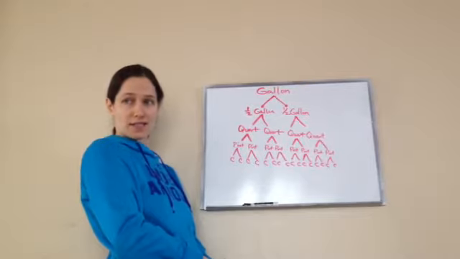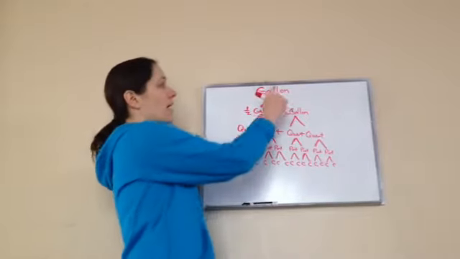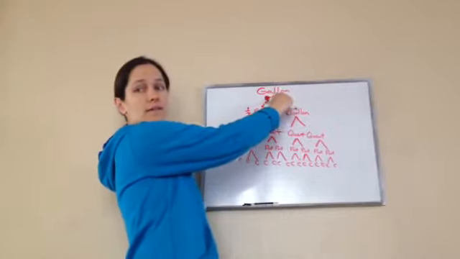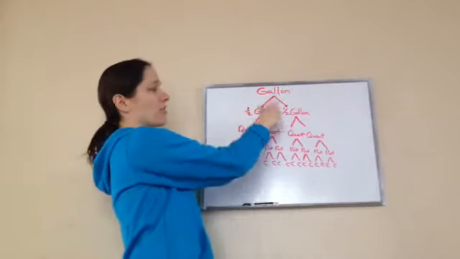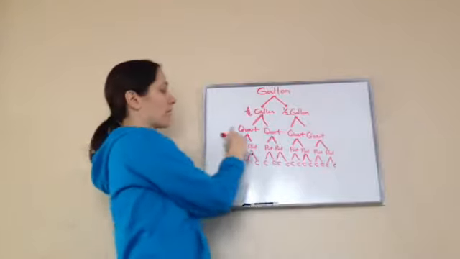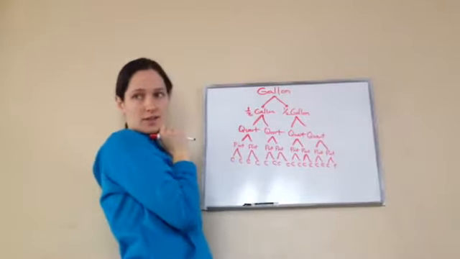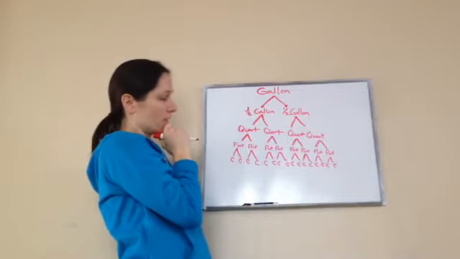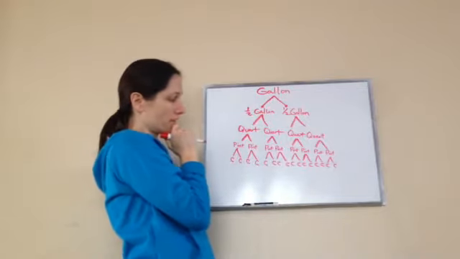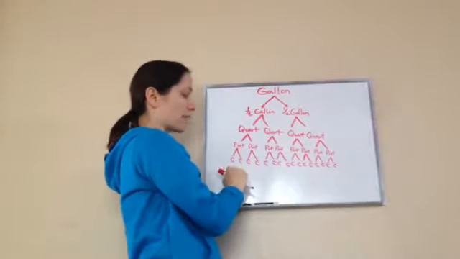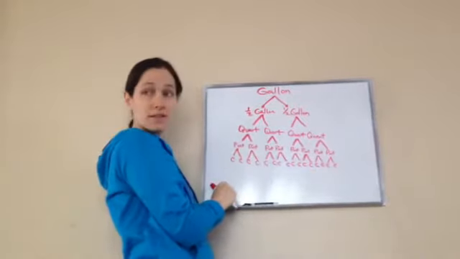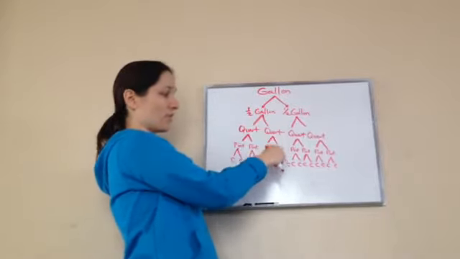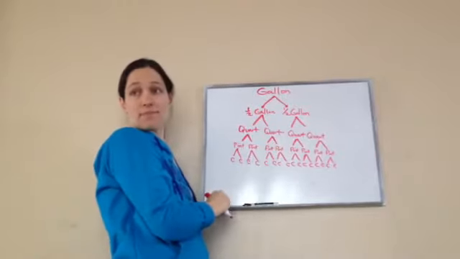Okay, so watch this. In a gallon, how many half gallons are there in a gallon? 2. How many quarts are there in a gallon? 4. How many pints are there in a gallon? 1, 2, 3, 4, 5, 6, 7, 8. How many cups are there in a gallon? 16. Very good. You see how it works? 2, 4, 8, 16. It doubles every time. Okay?